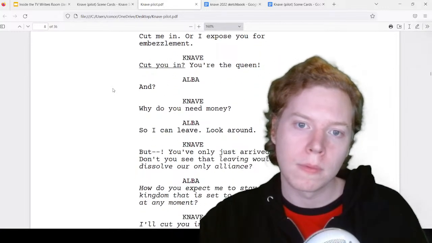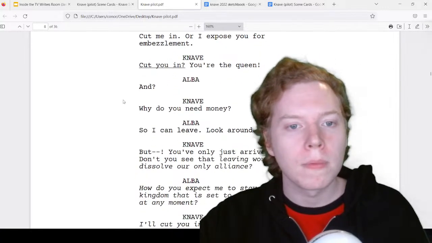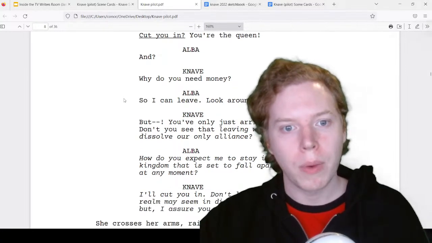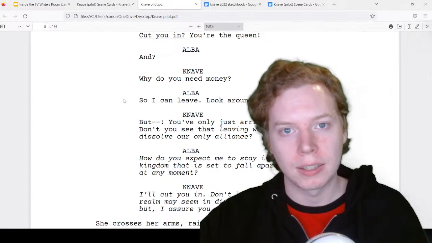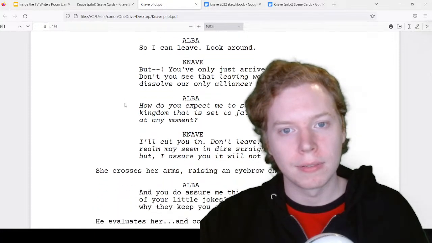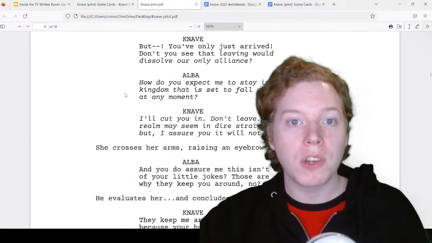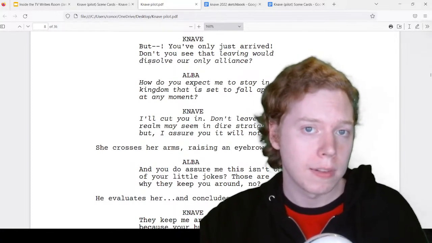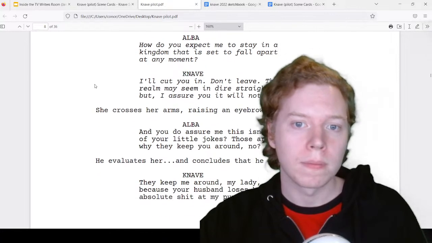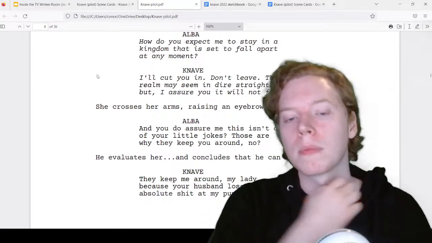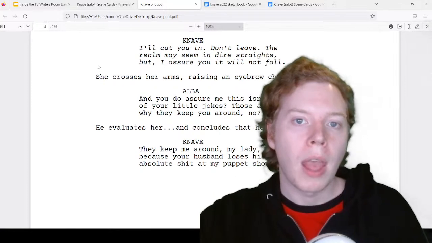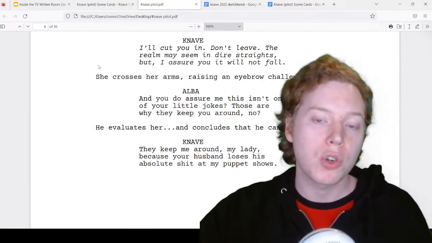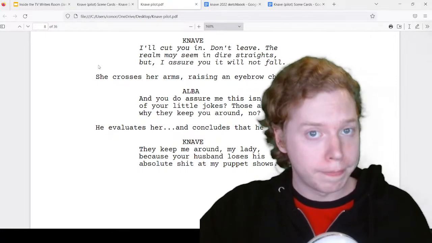Cut me in, or I expose you for embezzlement. Cut you in, you're the queen. And why do you need money? So I can leave. Look around. But you've only just arrived. Don't you see that leaving would dissolve our only alliance? How do you expect me to stay in a kingdom that is set to fall apart at any moment? I'll cut you in. Don't leave. This realm might seem in dire straits, but I assure you, it will not fall.